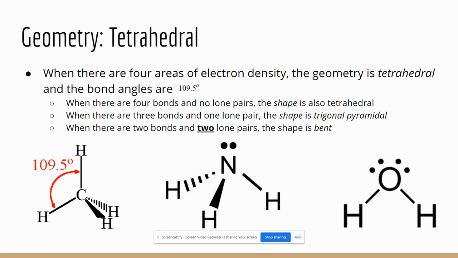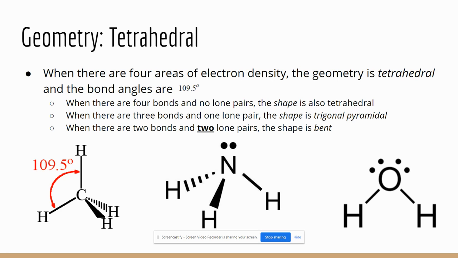So the first geometry we're going to address today is the tetrahedral geometry. That's when you have 4 areas of electron density. The bond angles are going to be 109.5 degrees. If you have 4 bonds, 0 lone pairs, the shape is also tetrahedral. When you've got 3 bonds, 1 lone pair, the shape is trigonal pyramidal. And when you have 2 bonds and 2 lone pairs, the shape is bent. And you've seen bent before with 2 bonds, 1 lone pair.